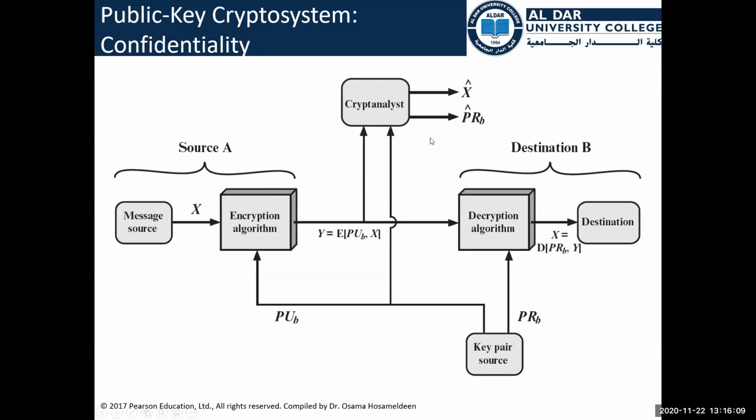Here he wants to have two pieces of information. If he gets one of them, it's okay. He can guess the plain text using the ciphertext, and also he wants to guess the private key using the public key, because he can already see the public key. So he is trying to guess the private key using the public key.